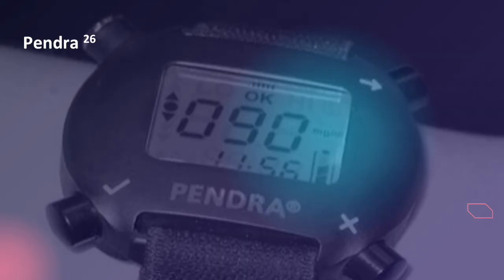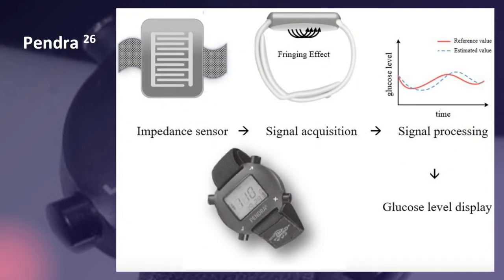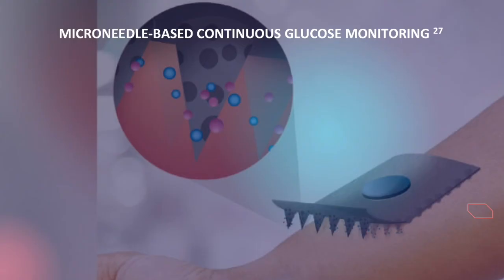The second device is Pendra, which uses an impedance sensor that measures the electrical potential on the skin and the tissues underneath for signal acquisition and then signal processing, and then via an algorithm, it calculates the glucose levels and displays it on the watch. Lastly, microneedle-based continuous glucose monitoring uses hollow microneedles with microscopic channels to measure blood glucose levels non-invasively.